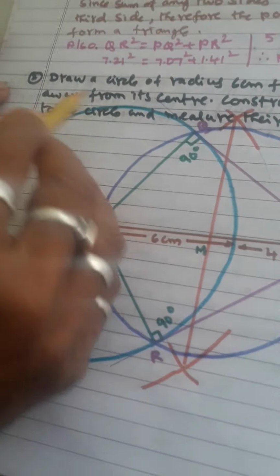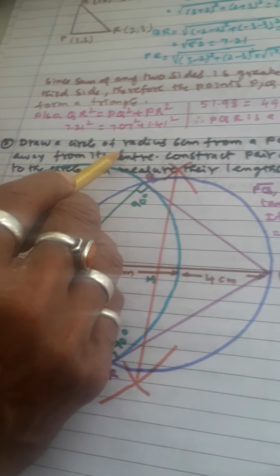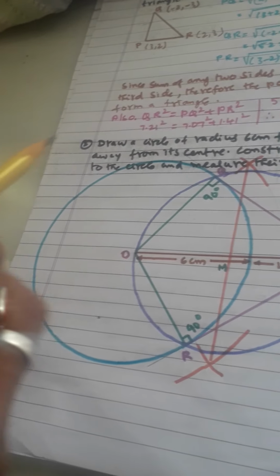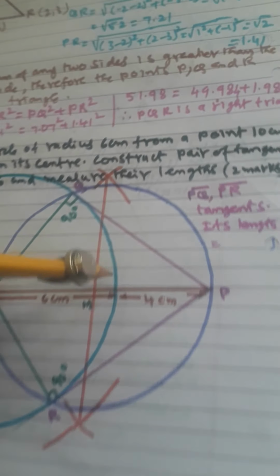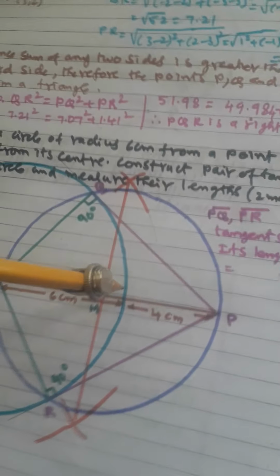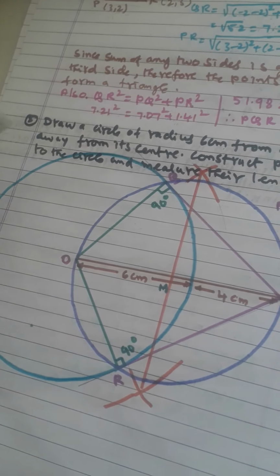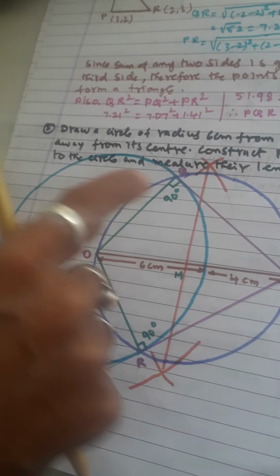Next let us go for construction. What are the questions they are asking? Draw a circle of radius 6 cm. Now what you have to do, take the compass. I have drawn it in a sketch itself to be visibly clear. So you have to draw a 6 cm radius. You know how to take it, by using the scale you take 6 cm, then draw the circle.